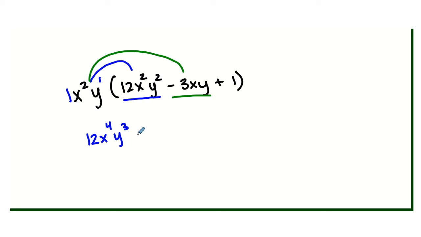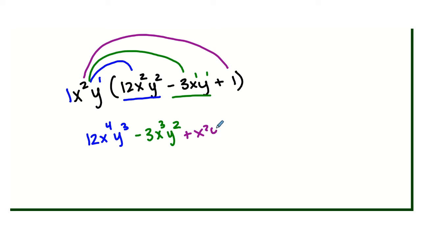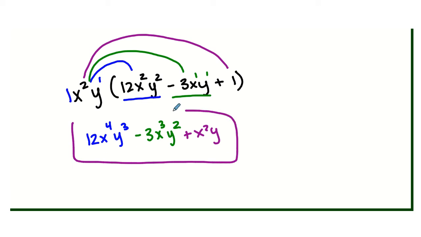1 times negative 3 is negative 3. X squared times x is x cubed. That's because this x has an invisible 1 right here. Y times y is y squared. That's because 1 plus 1 is 2. X squared y times 1 is x squared y. Anything multiplied by 1 is itself. These are not like terms, so this is my answer.